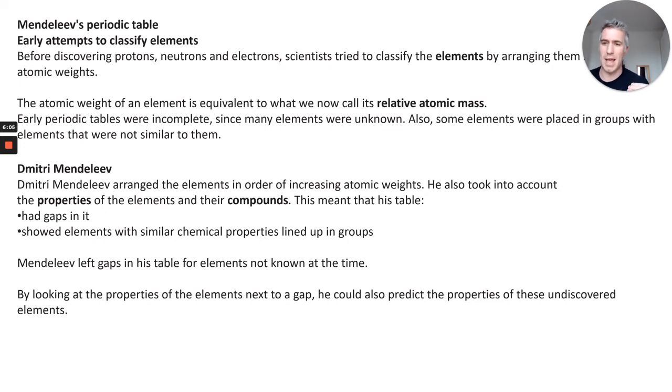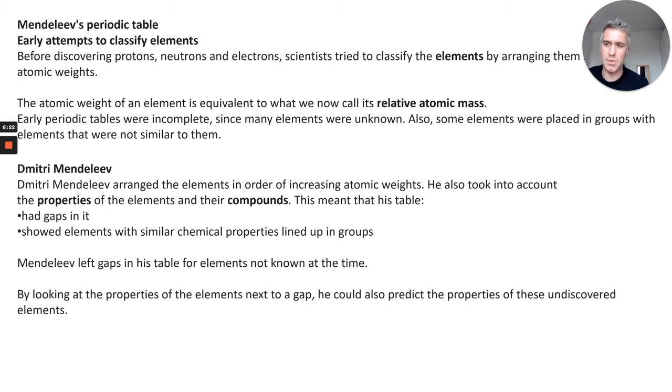So they just put them together based upon what they thought was the atomic mass, and they ordered them in the atomic mass. But before Mendeleev, they just put them in order of atomic mass, and if they were like things they didn't know about, they just put them in an order. They were also grouped randomly.